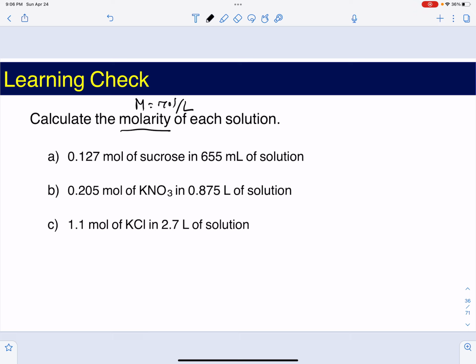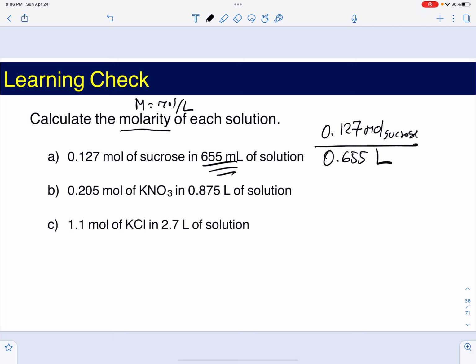So the molarity of question A is going to be 0.127 moles of sucrose over 0.655 liters. Notice that I was given milliliters, but I know molarity is over liters. So that's what I did. I changed it to liters, and then whatever that gives you. I'm not going to do that. You can do that on the calculator.